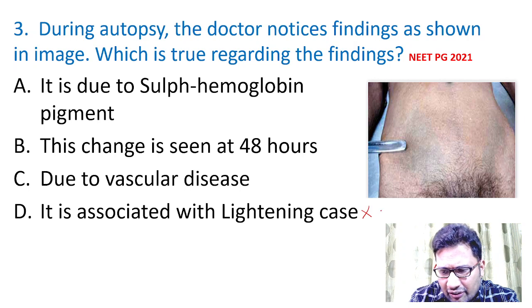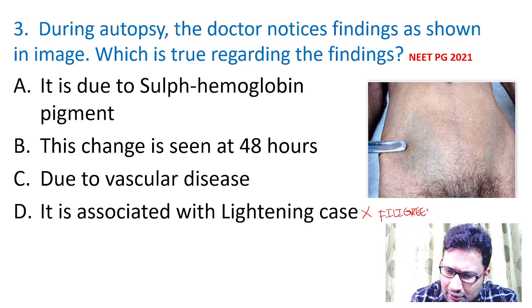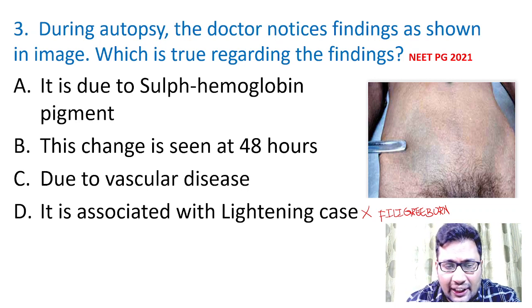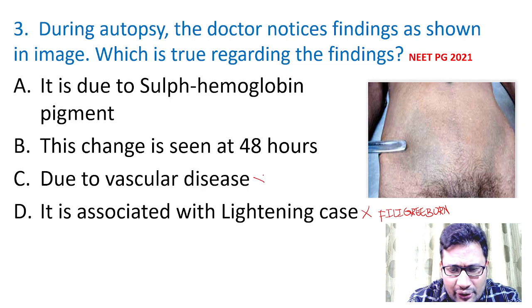In lightning, we normally see filigree burns, also known as arborescent markings. All these are seen in case of lightning. So it is not a case of lightning. Due to vascular disease, no. This change is seen at 48 hours, no.